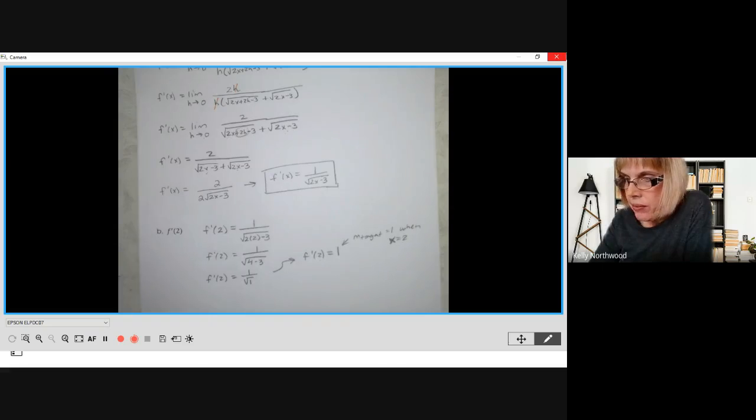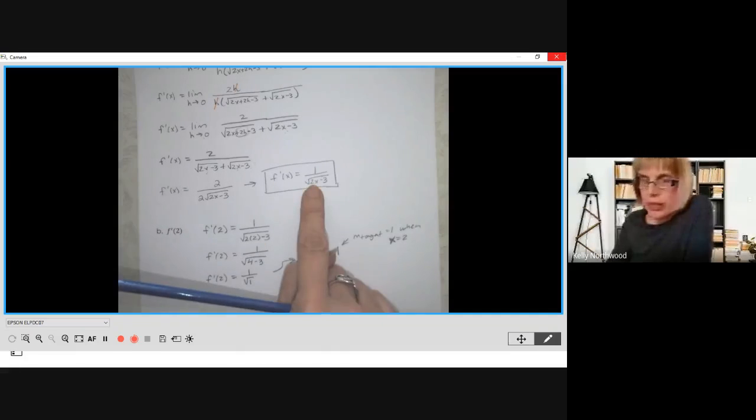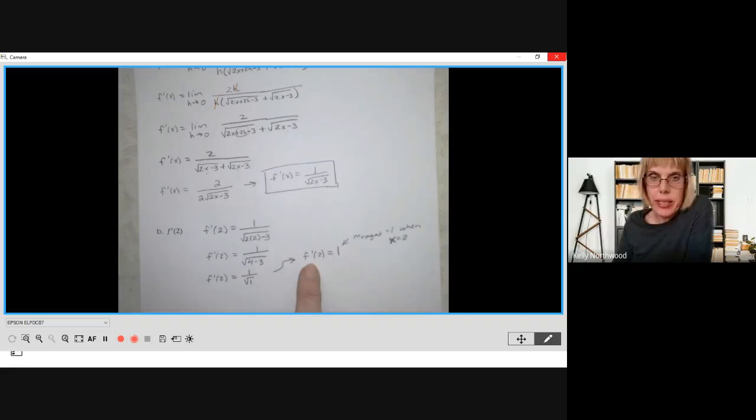So remember the idea of finding f prime at x is we're getting a formula for the slope of the tangent so that then they could ask us to find the slope of the tangent anywhere, and we could just use that formula that we made to find it, especially if you have to find it at multiple places.